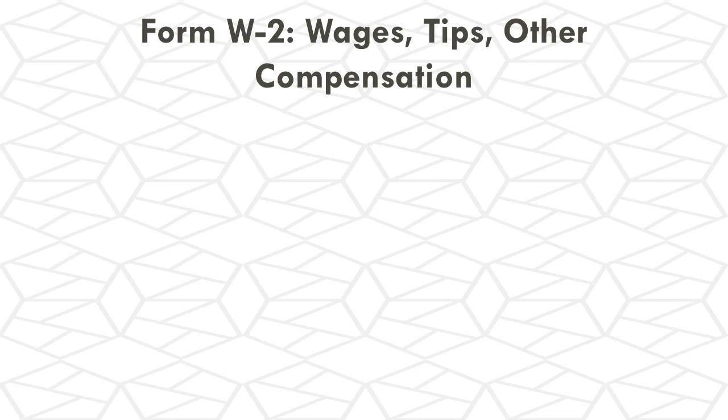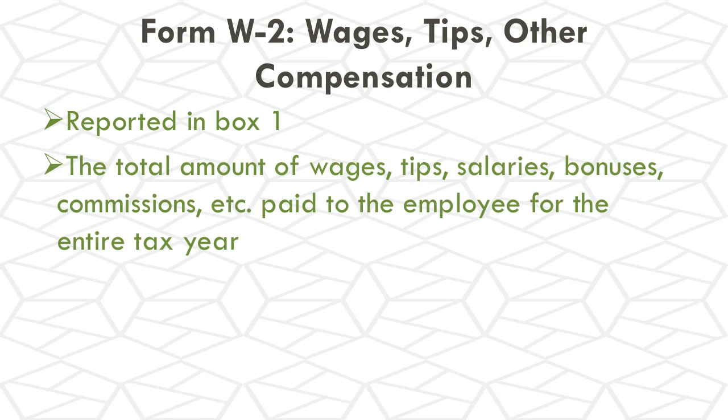All right, so let's go through each one of those a little bit more thoroughly. First we have wages, tips, and other compensation, which is reported in Box 1. This is just going to be the total amount of wages, tips, salaries, bonuses, commissions, etc. that is going to be paid to the employee for the entire tax year. So this is going to show the full amount that they received to their accounts for the year for their job. It's important to note here that wages, tips, other compensation is going to be classified as earned income.